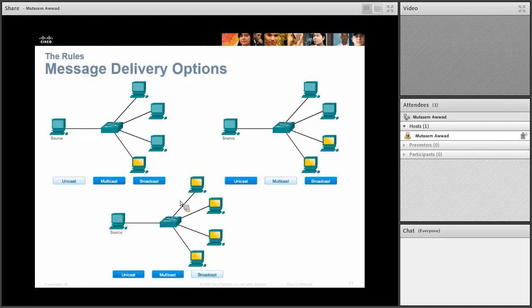All right, so question number one that you should answer: what are the three different message delivery options? And they are unicast, multicast, and broadcast. Let's move on. Don't forget, you have to answer these questions on a separate Microsoft Word document and submit that as homework for Chapter 3.